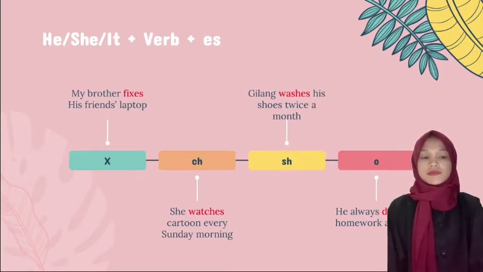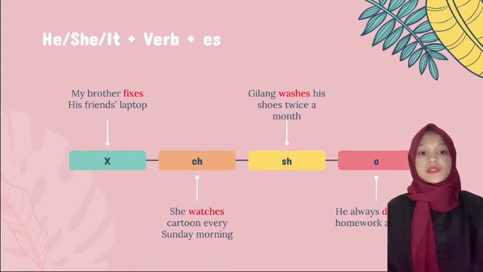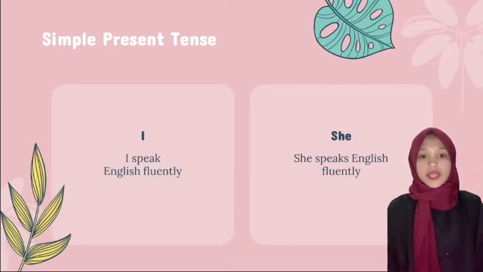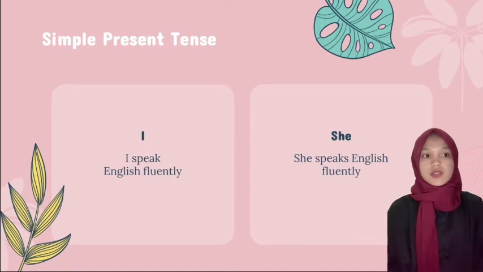And then CH. She watches cartoons every Sunday morning. Because the root of watches is watch, which ends in CH, so we add ES. And we can see an example of the simple present tense with the subject I: I speak English fluently. And with the subject she: she speaks English fluently. We can see the difference, right?